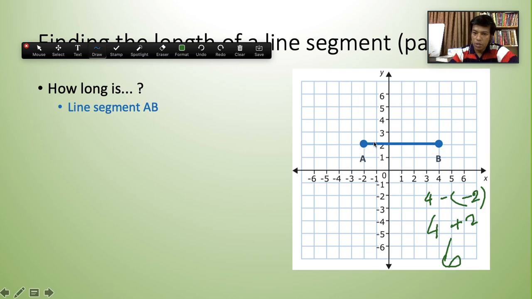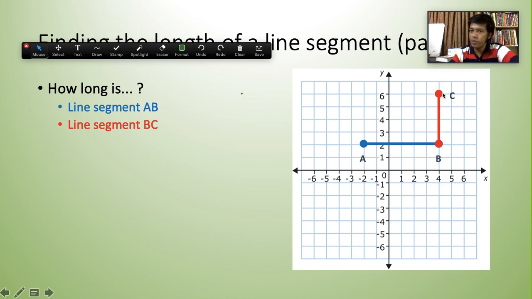Once again, let me repeat. How much is the distance from A to B? 1 box, 2 box, 3 box, 4 box, 5 box, 6 box. The distance is 6. So you can count it this way, or you can look at their numbers. This is 4, and this one is minus 2, so you subtract. To find the distance, you always subtract a smaller value from a bigger value. Then we get their length.